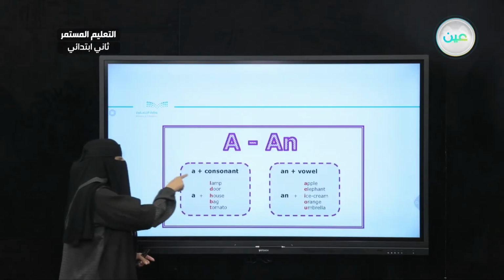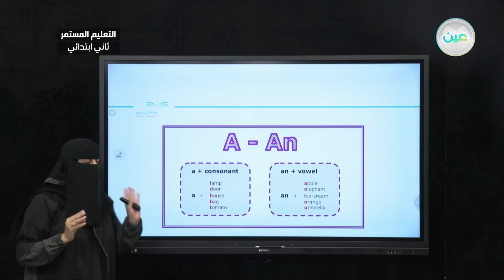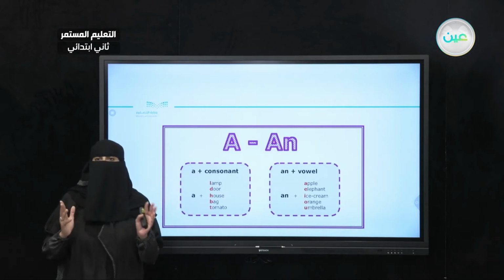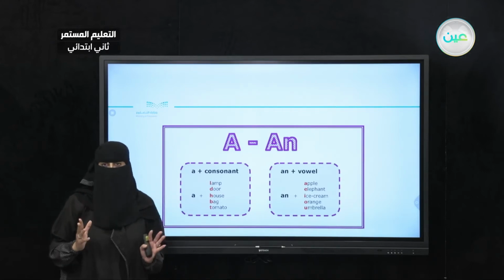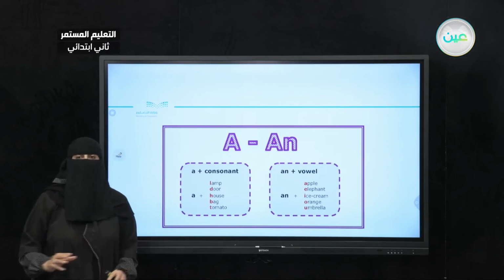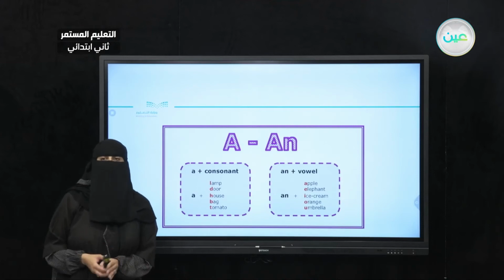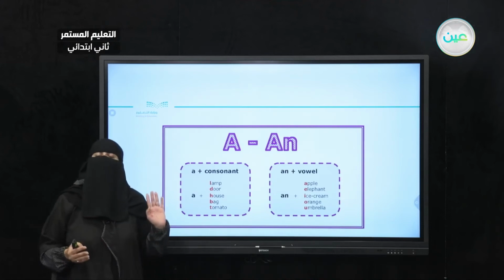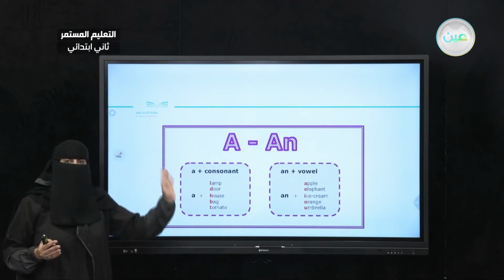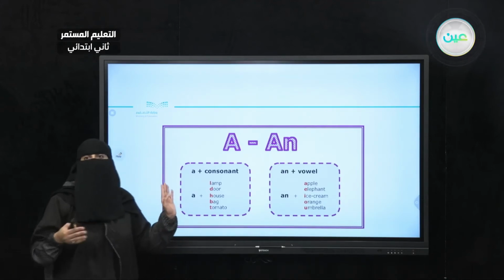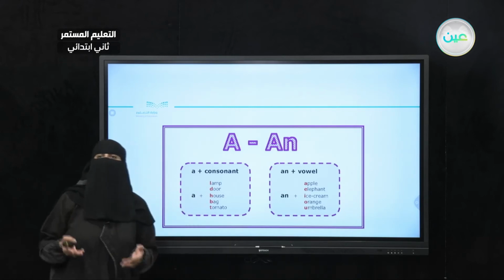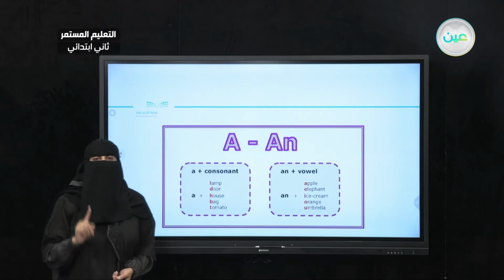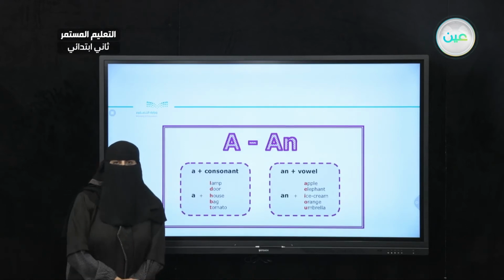But all the letters in red, L, D, H, B, T, are called consonant letters. So, what do we get from this? If I have a word that starts with consonant letters like B, D, S, K, L, W, I will have the article a, only if they are singular.